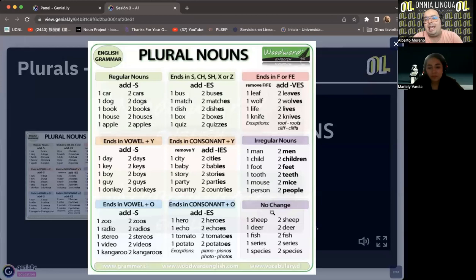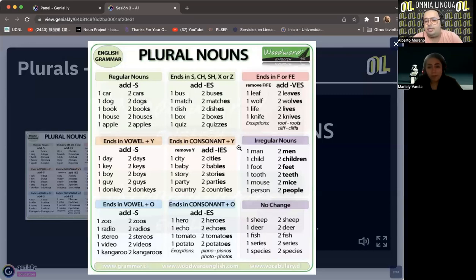Okay. And there is another category which has no change from singular to plural. Well, we say the same in singular and the same in plural. One sheep or two sheep. If we say sheeps, it's wrong. Sheep is the same in singular or plural. Deer, fish, series, or species.